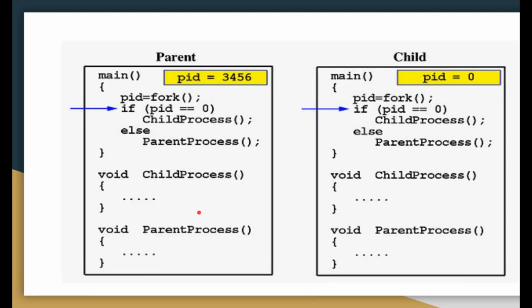This has been already discussed, parent and child. Forking is done with PID 0 for the child process and the parent process. This is your child process, this is your parent process. If the PID is equal to 0, then the child process has a new PID, that is the PPID, the parent process ID; otherwise it is the parent process.